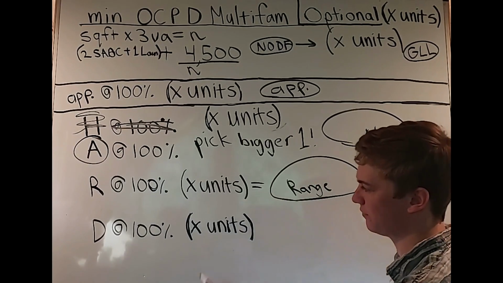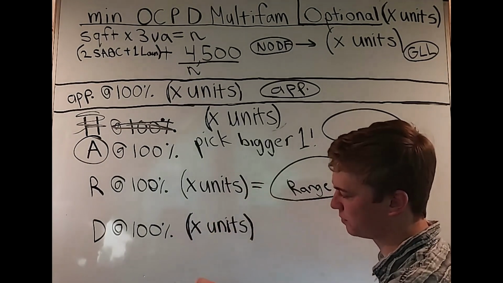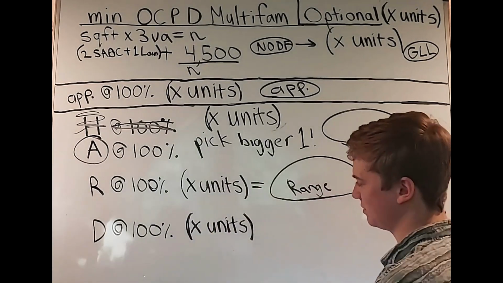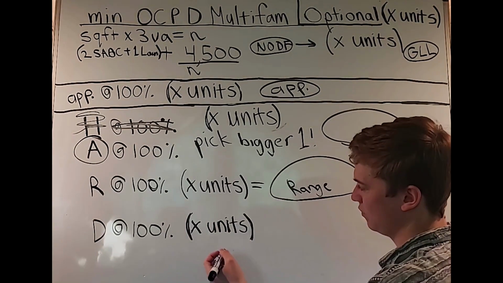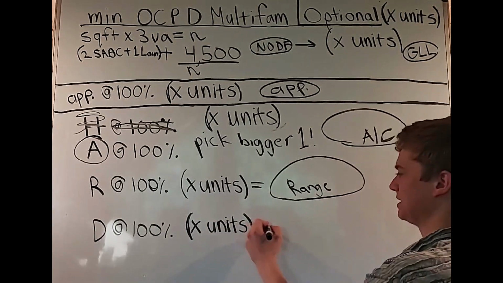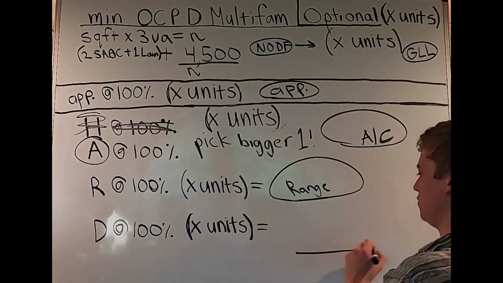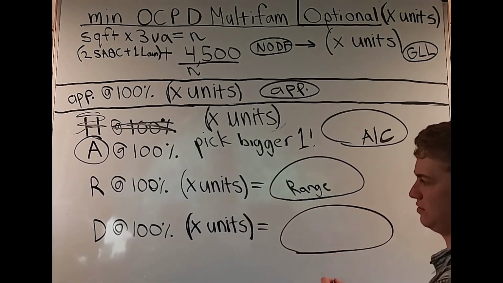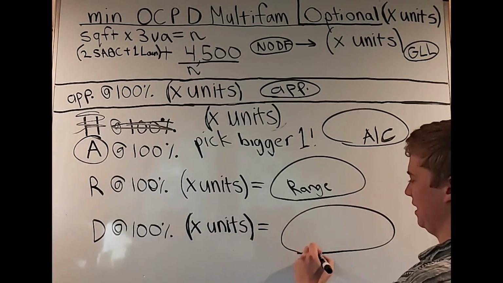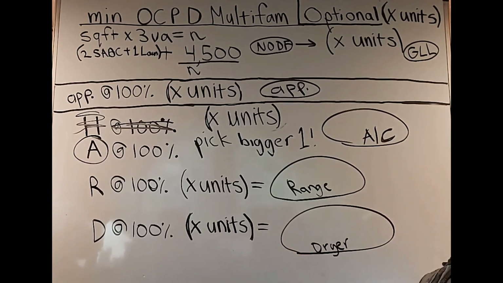And then same thing for dryer. Dryers are at 100%. We don't have any demand factors like we're normally used to for the standard method. We're going to multiply by the amount of units that we have, and we're going to get that total number, and we're going to give it a nice circle that's very visible. And we're going to label that number with what it is associated with, which is the dryer.